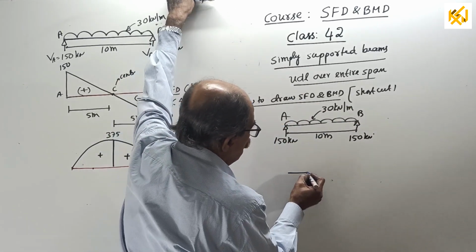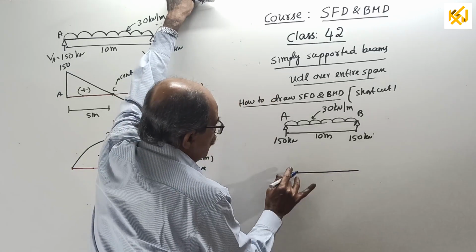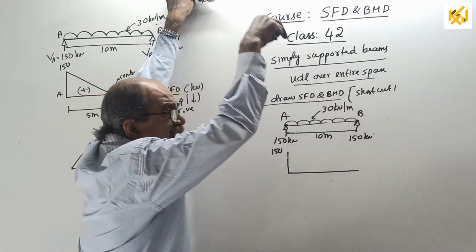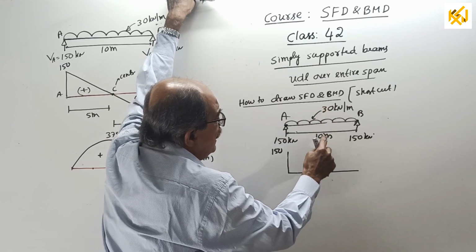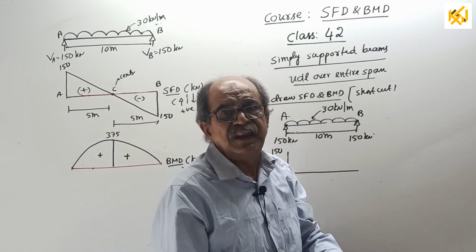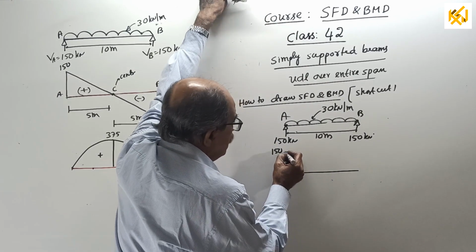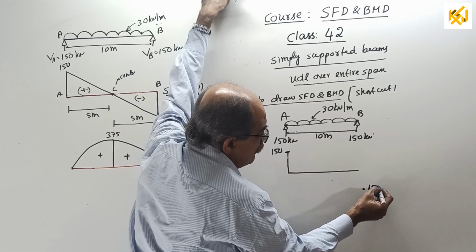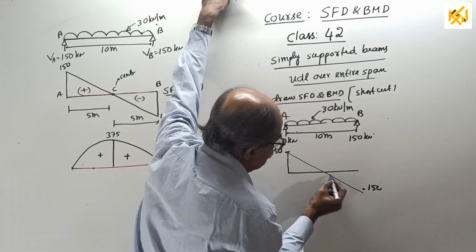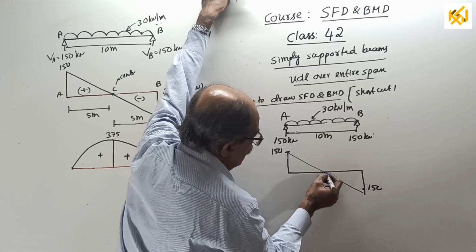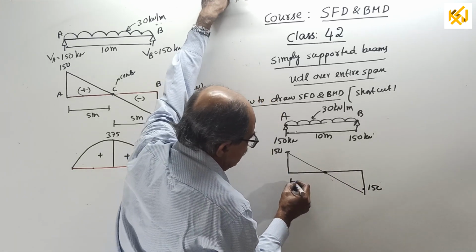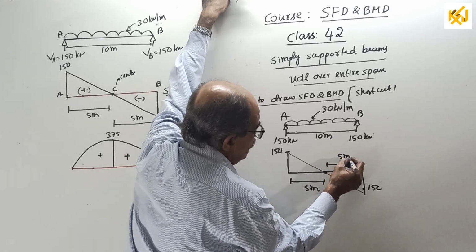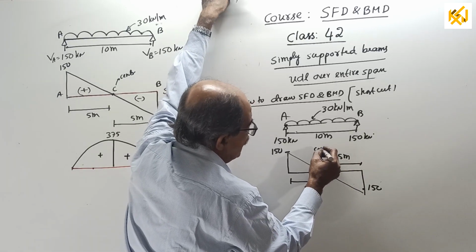Then go to SFD. Start. No equation. Go up by 150. I told you, from here to here, gradually come down by 30 into 10. Total load is 300, so you are upper side by 150. From here, when you come down by 300, you will reach here. This will also be 150. It will cross the baseline here, so it will come like this, 150. Now, since both are equal, this distance is exact center, 5 meter, and this also 5 meter. So you can tell this is C, which is center.